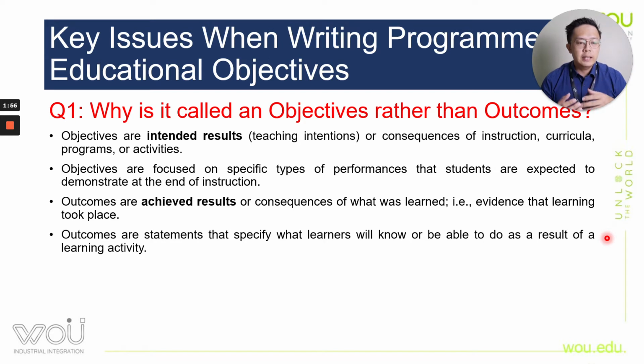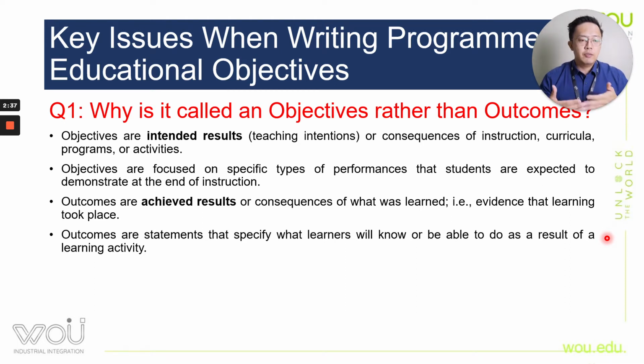Again, objectives focus on something that you expect to happen in the future. Normally you set the objective when you start the program. When a student joins your program, you expect them to demonstrate this skill set 4 to 5 years after they have graduated from the program. Outcome is a little bit different. Outcomes are the achieved result or the consequence of what was learned. It's the evidence of learning. An outcome specifies what the learner will know and be able to do at the end of the course as a consequence of your learning activities.